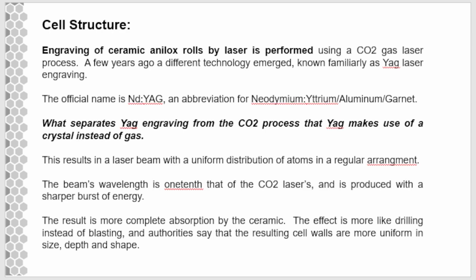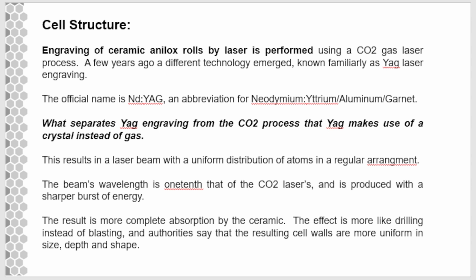The cell structure. Engraving of ceramic Anilox rolls by laser is performed using a CO2 gas laser process. A few years ago, a different technology emerged, known familiarly as YAG laser engraving. The official name is Nd:YAG, an abbreviation for neodymium yttrium aluminium garnet. What separates YAG engraving from the CO2 process is that YAG makes use of a crystal instead of gas.